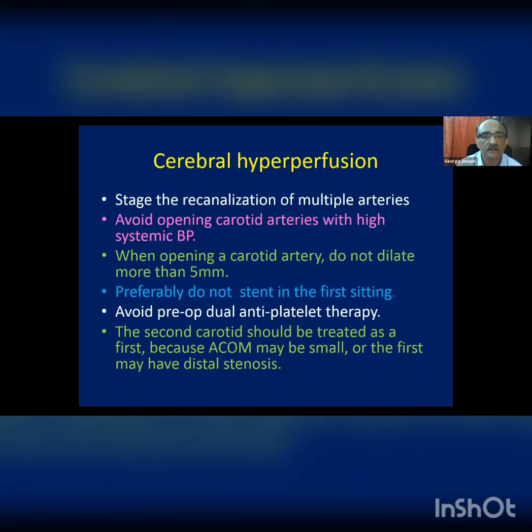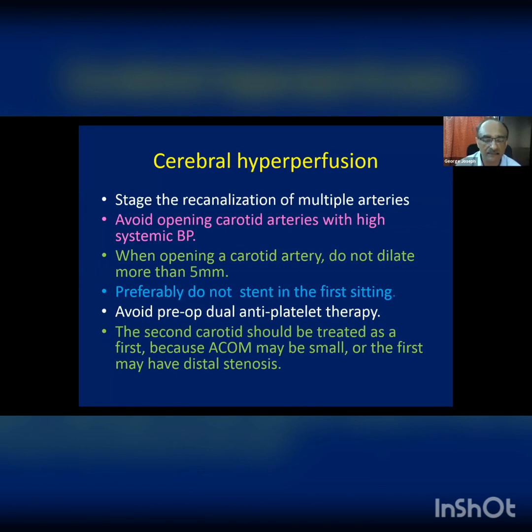And to avoid or treat cerebral hyperperfusion, we stage the recanalization of multiple occluded arteries, and we avoid opening the carotid arteries in patients who have very high systemic blood pressure which is not controlled. We do not dilate an artery in the first round more than 5 millimeters. We prefer not to stent in the first sitting. We avoid dual antiplatelets pre-operatively. We may add it on later if we are sure there is no hyperperfusion.